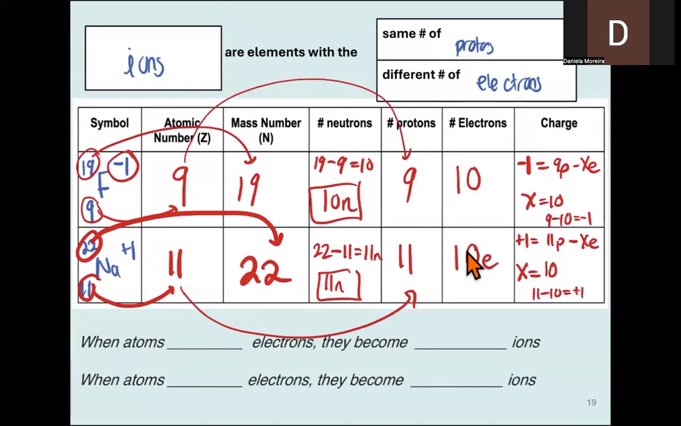When atoms gain electrons, they become negative ions. When atoms lose electrons, they become positive ions.